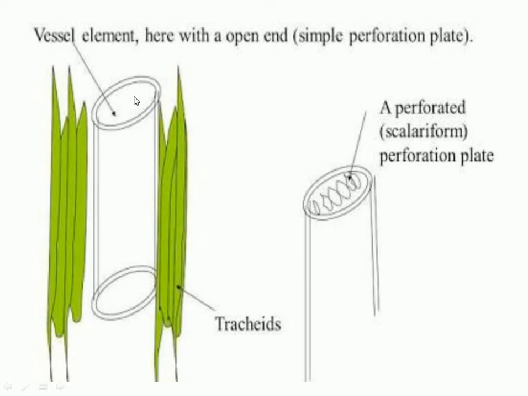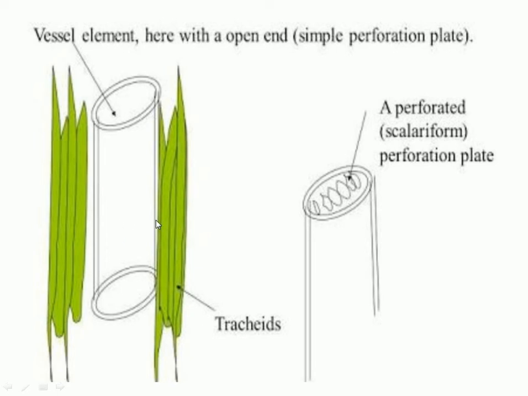Now this diagram shows that both trachea and vessel play an important role in the conduction of water. In the angiosperms these vessels are present and play the important role in conduction, but in gymnosperms and in pteridophytes these vessels are absent. In gymnosperms some exceptions are present, like Gnetum, where the vessels are present, but in most gymnosperms and the pteridophytes these vessels are absent.